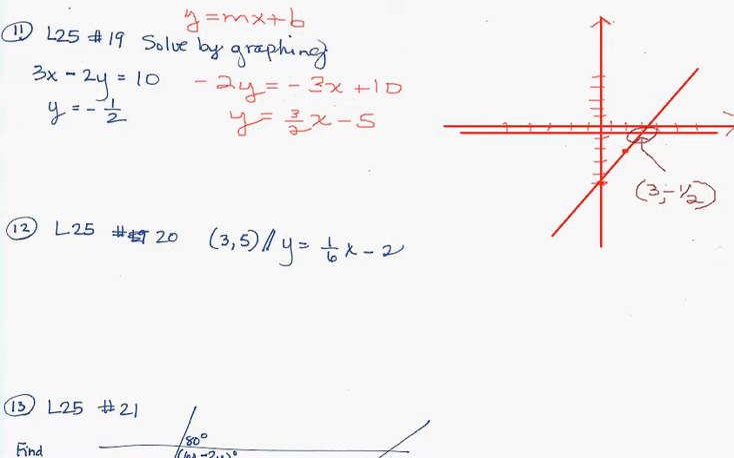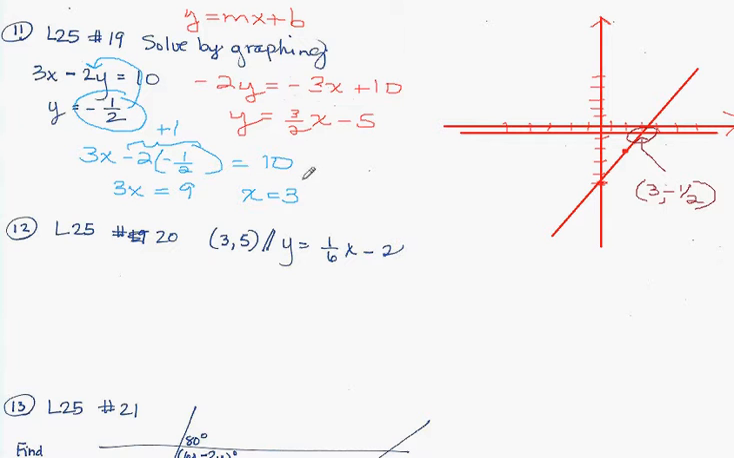So we want to substitute to see if it works. So I'm going to take this negative 1/2 and put it where the y is. So we get 3x minus 2 times negative 1/2 equals 10. 3x, this is going to be a plus 1, equals, if I subtract 1 from both sides, I'm going to get 9. Divide by 3, x equals 3. And we already have that y equals negative 1/2. So that is a good graph.